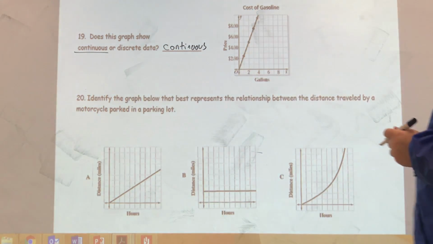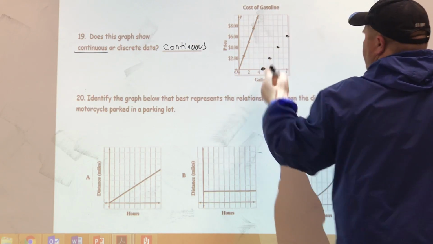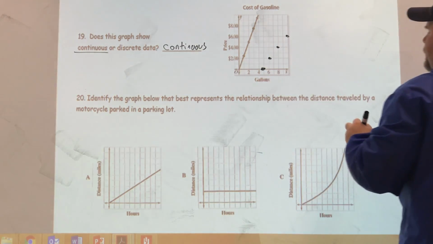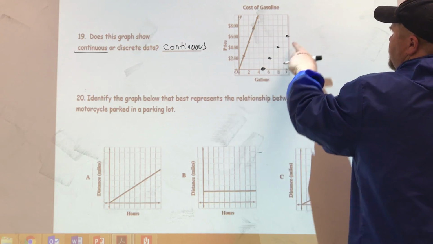All right. If they were dots on a graph like this, and they were not connected by a line, this is what discrete data would look like. It would not be connected, and it means you cannot have an in-between value. It's one or the other, but nothing in between.